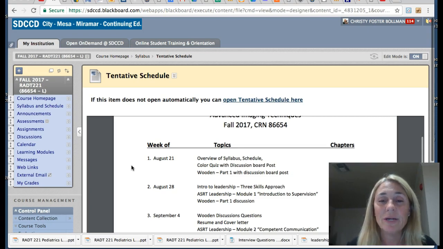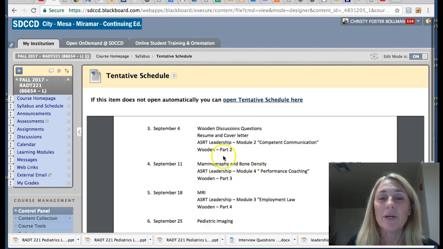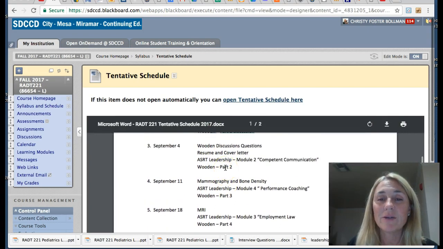Going into week 2, we're going to do the 3 skills approach, which is actually a chapter out of one of my books I did for my master's degree, and you're going to find out what kind of leader you are there, and you're going to have discussion posts about that. There's also some modules that are ASRT modules. They may load a little slow, but they will eventually load. And this one is Introduction to Supervision, so it's going to give you an idea of what it takes to be a leader. And you're going to do a discussion board post on Wooden here. So we're going to go into Wooden, questions.